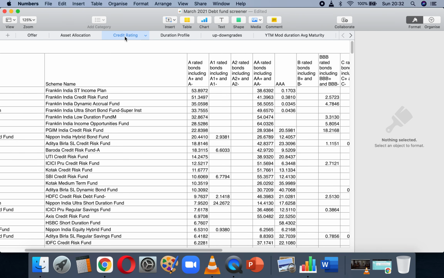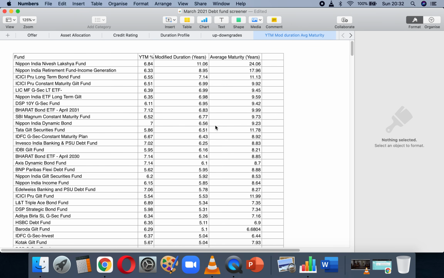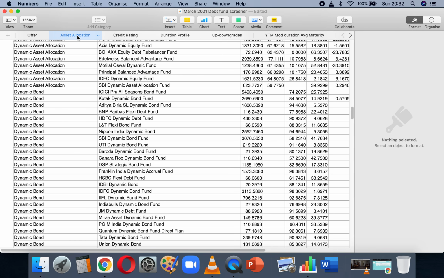So you can formulate rules like this. You can study debt mutual funds and you can choose the kind of debt mutual funds that you want. You can correlate the credit rating with YTM, and you can look at that. You understand that YTM is not a measure of return, it's a measure of risk, and so on. So that's the kind of debt fund screener this is.